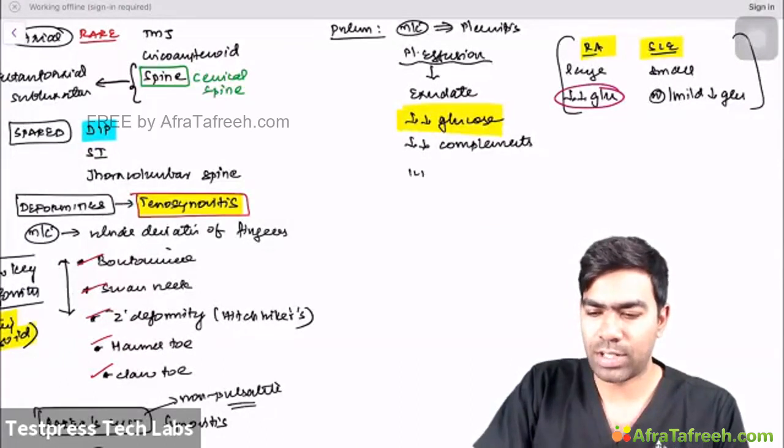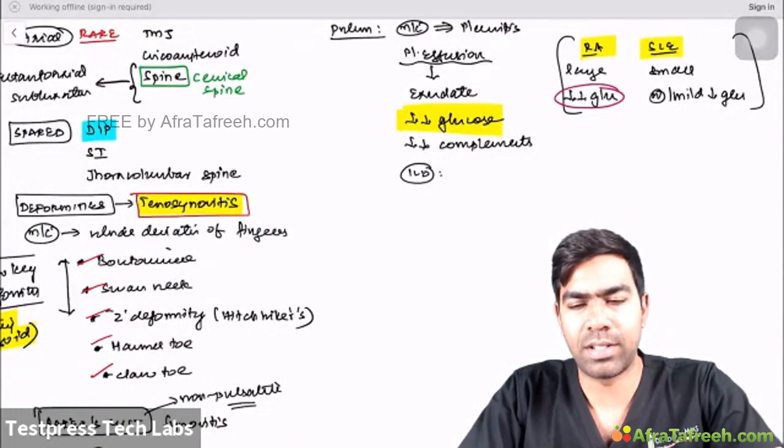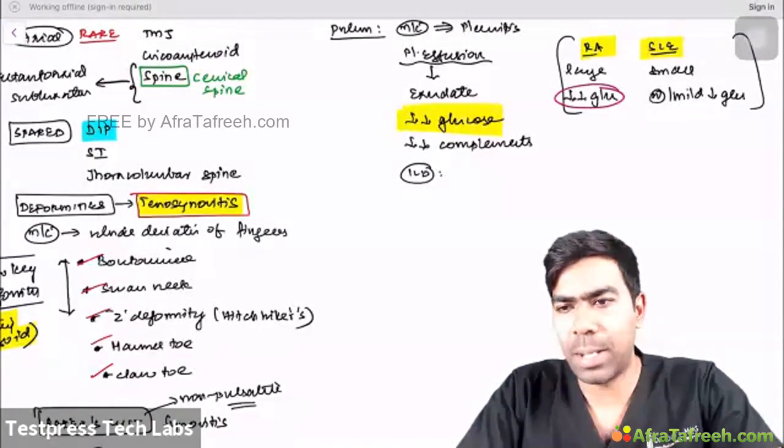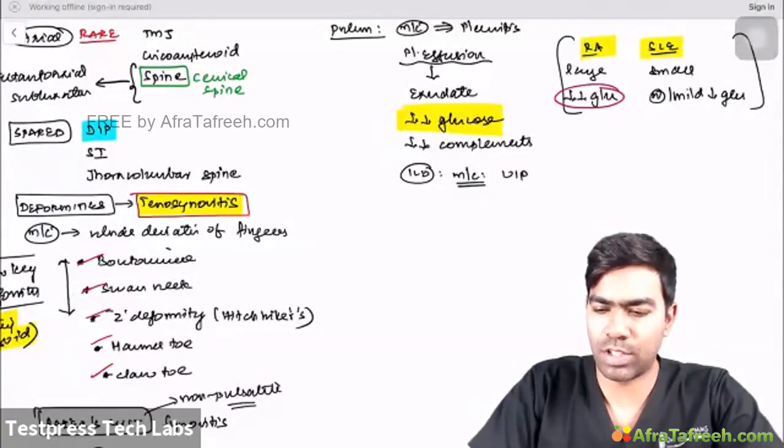And they can also result in development of ILD, that is interstitial lung disease, parenchymal lung disease. If they ask you the most common type of ILD in rheumatoid arthritis, I will answer UIP as the most common cause, that is usual interstitial pneumonia.